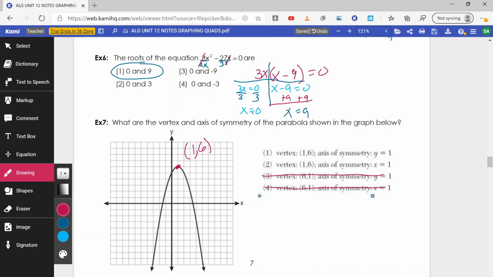And then the axis of symmetry is always x equals 1. It told us the axis of symmetry is y equals 1. So because it's not, it has to be x equals, therefore it's number 2. Therefore, number 2 is our answer. Vertex at 1, 6. Axis of symmetry is x equals 1. So again, that's just reviewing, reading a graph, and solving quadratic equations for their roots.